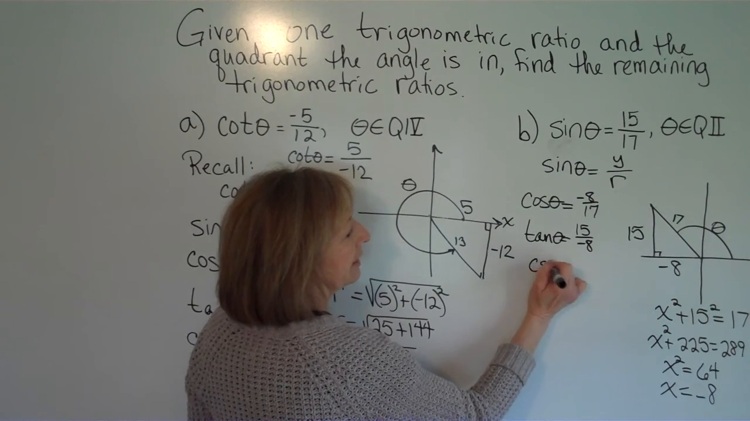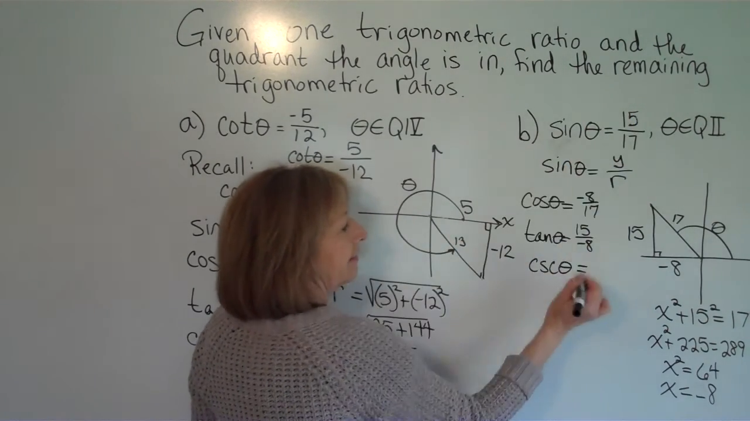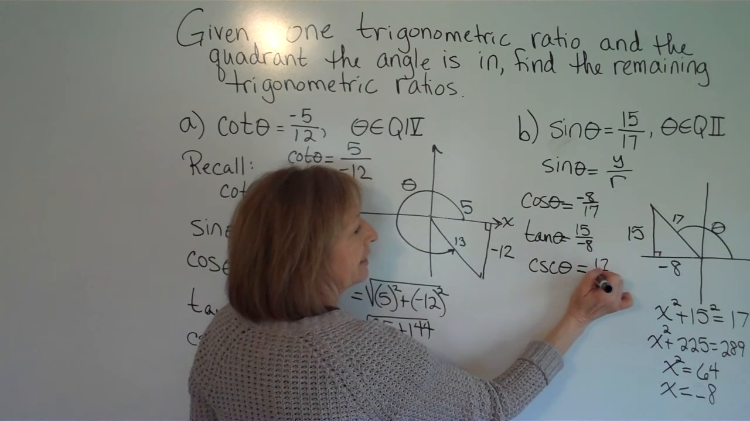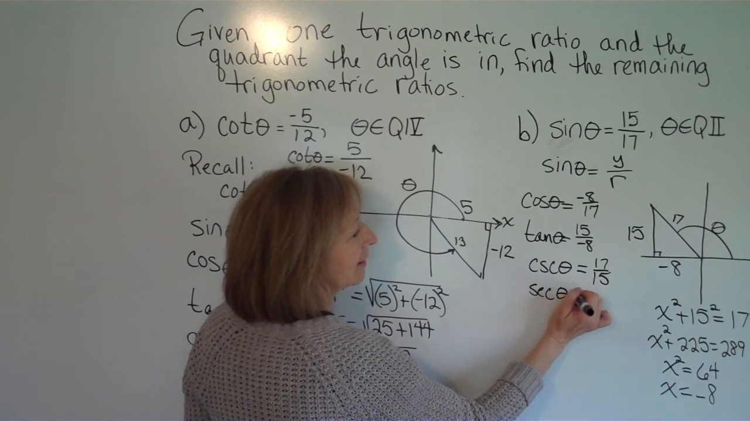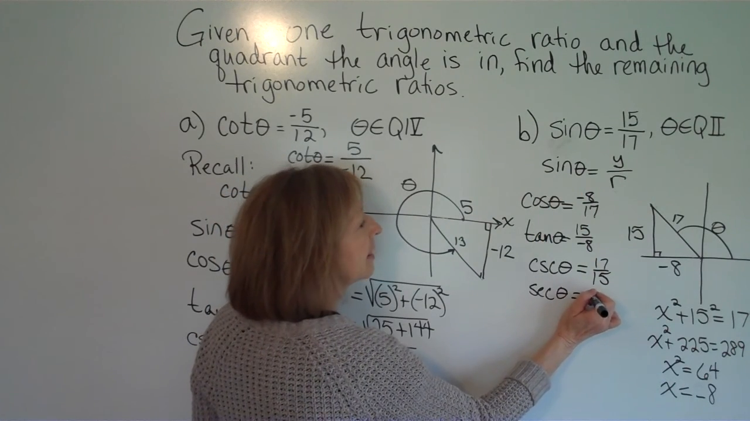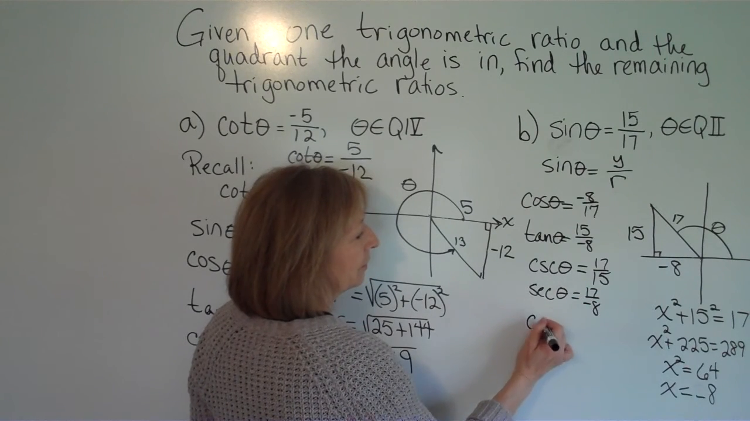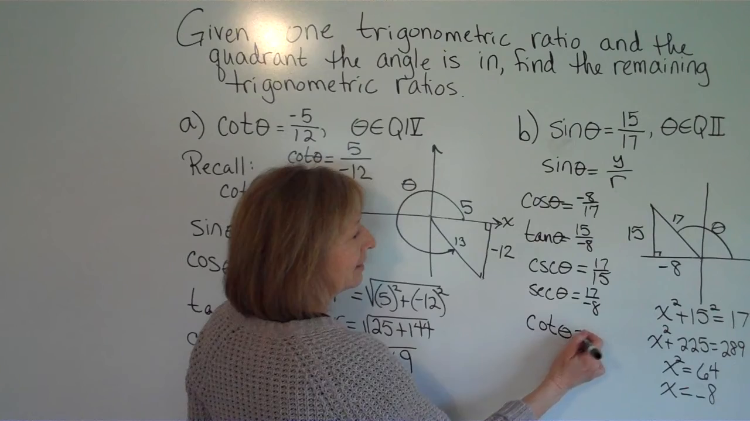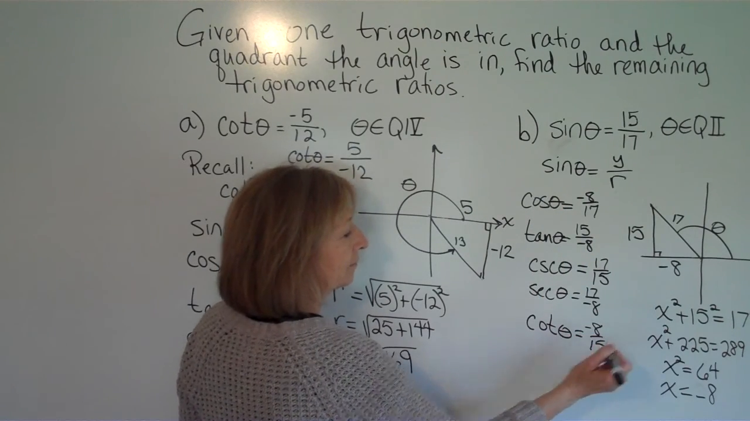Our cosecant of theta is the reciprocal of sine theta, so 17/15. Secant of theta is the reciprocal of cosine of theta, so that's 17 over negative 8. And cotangent of theta is the reciprocal of tangent of theta, so negative 8/15.